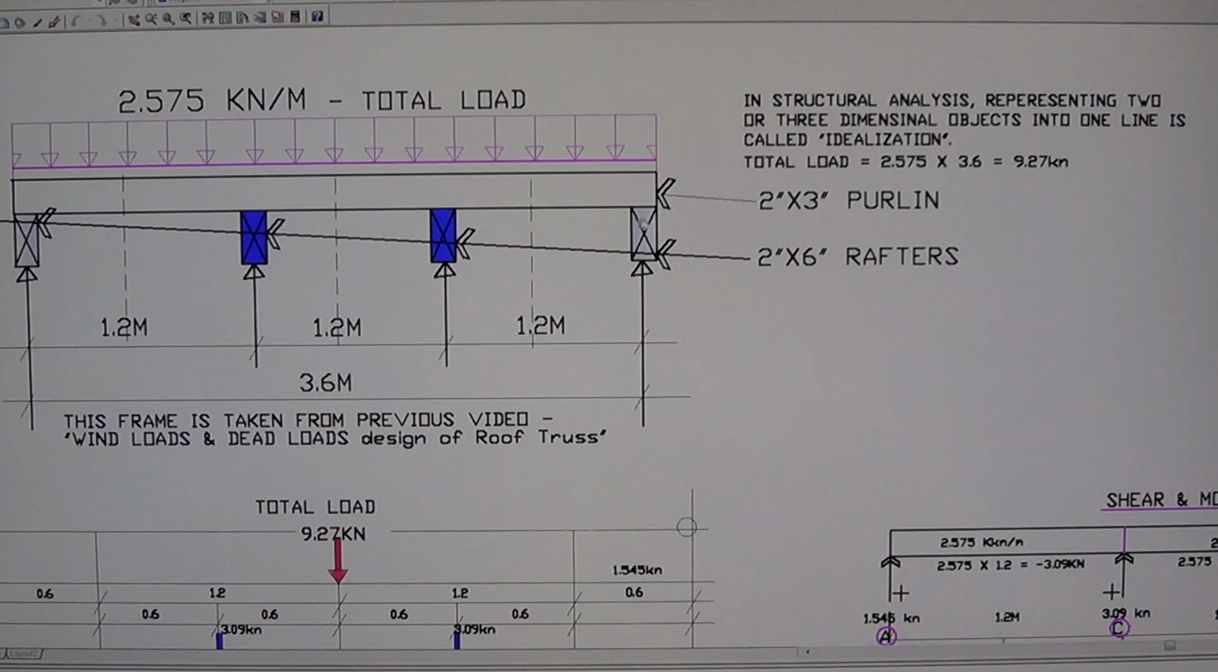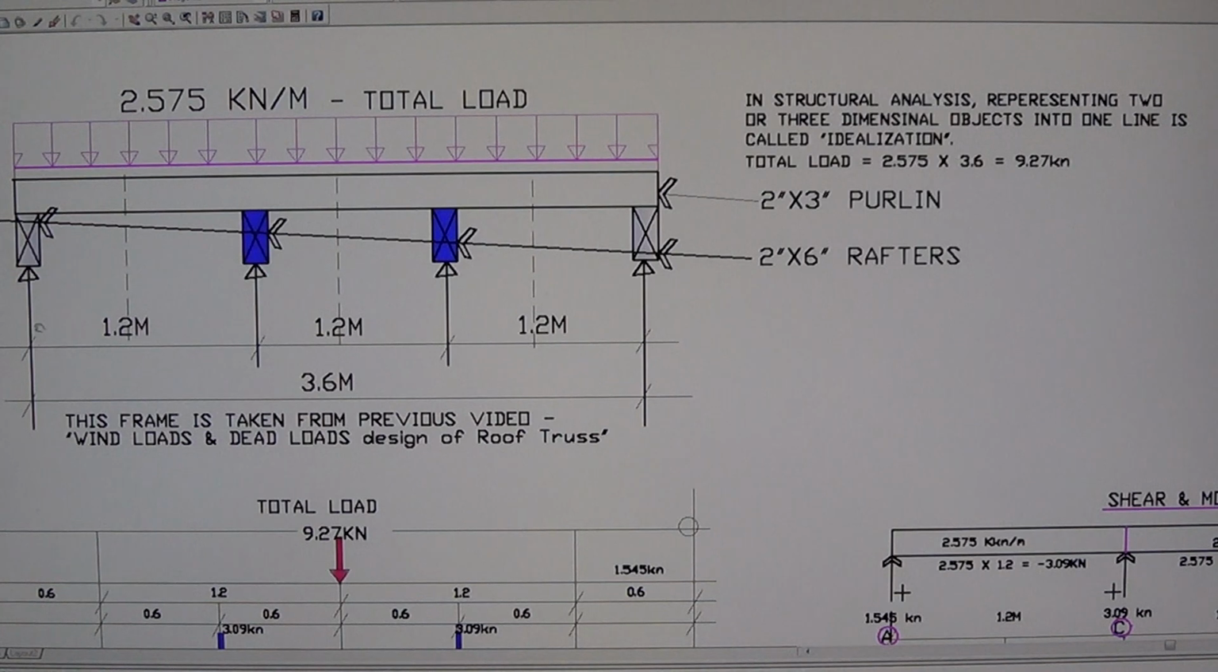The reactions are transferred to the rafters, the 2 interior and 2 exterior rafters. In structural analysis, representing 2 or 3 dimensional objects like this one here into one line is called idealization. Okay, and the total load of the Purlin is 2.575 multiplied by the length of the Purlin, which is equal to 9.27 kilonewton. That's the magnitude, the total load.